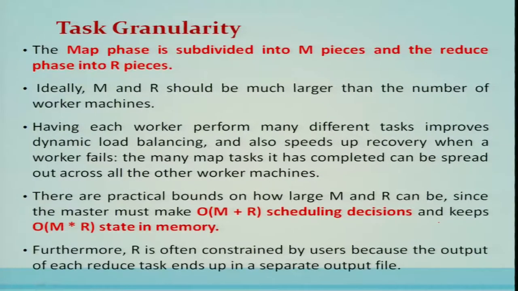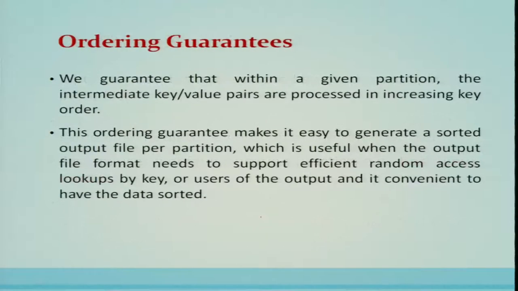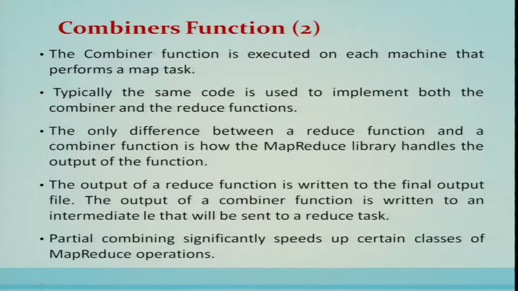The next topic is task granularity. The map phase is subdivided into M pieces and the reduce phase into R pieces. Ideally, M and R should be much larger than the number of worker nodes. There are practical bounds on how large M and R can be. The master must make order M plus R scheduling decisions and keep order M multiplied by R state in memory. Further, R is often constrained by the users because the output of each reduce task ends up in a separate output file. The partition function that I have already discussed, and ordering guarantees, are also taken care of. And the combiner function we have also discussed.